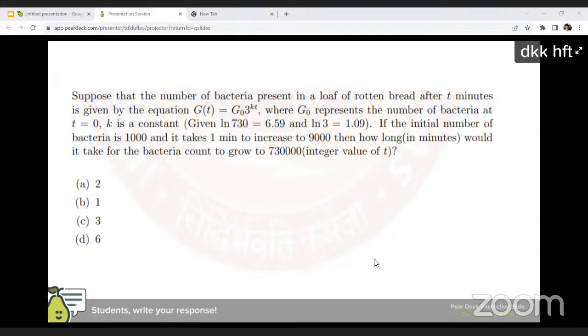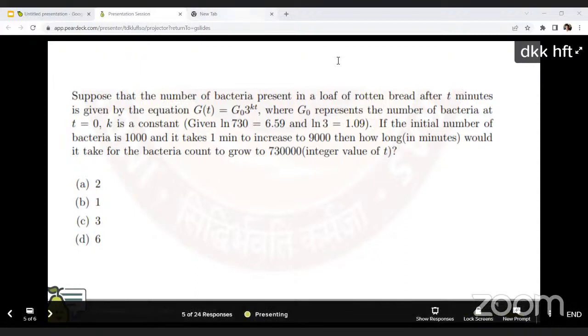Sir, in the equation, g naught is the 1000. Yes, initial number of bacteria is 1000. Okay, so g naught equals 1000.